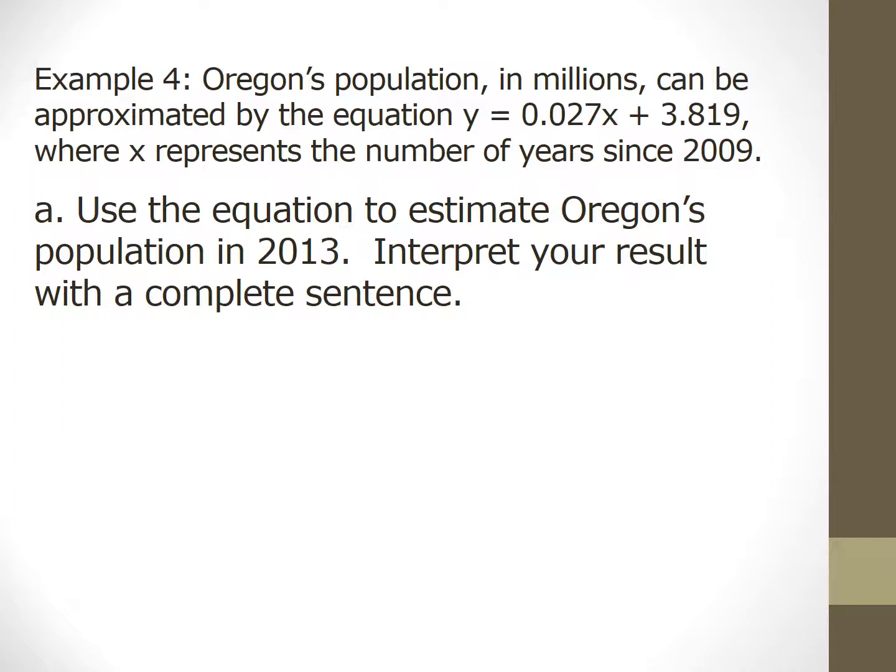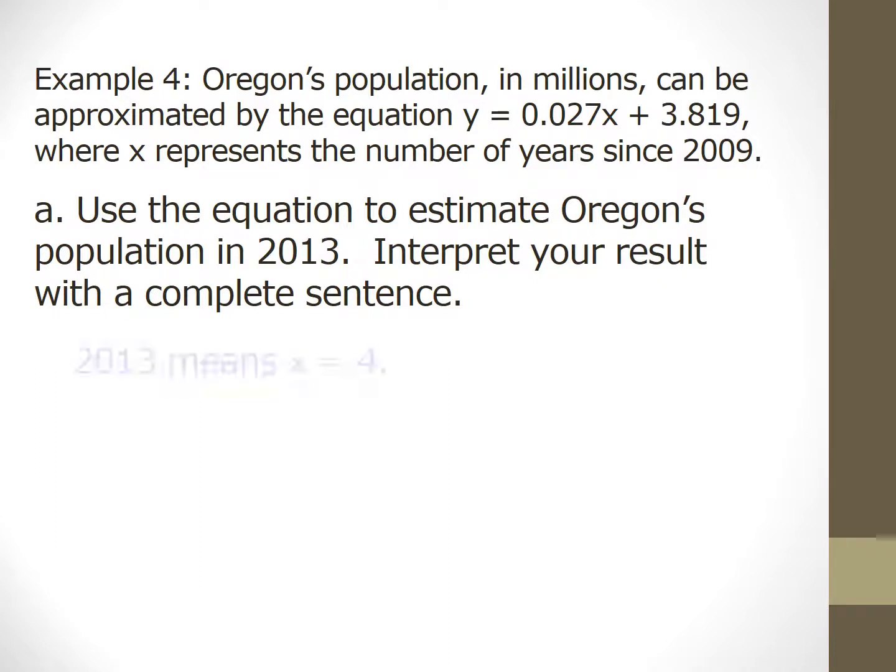Here in this example 4, Oregon's population in millions can be approximated by the equation y equals 0.027x plus 3.819, where x represents the number of years since 2009. So this is an equation that measures our state's population since 2009. It says, use the equation to estimate Oregon's population in 2013, and then interpret your result with a complete sentence.